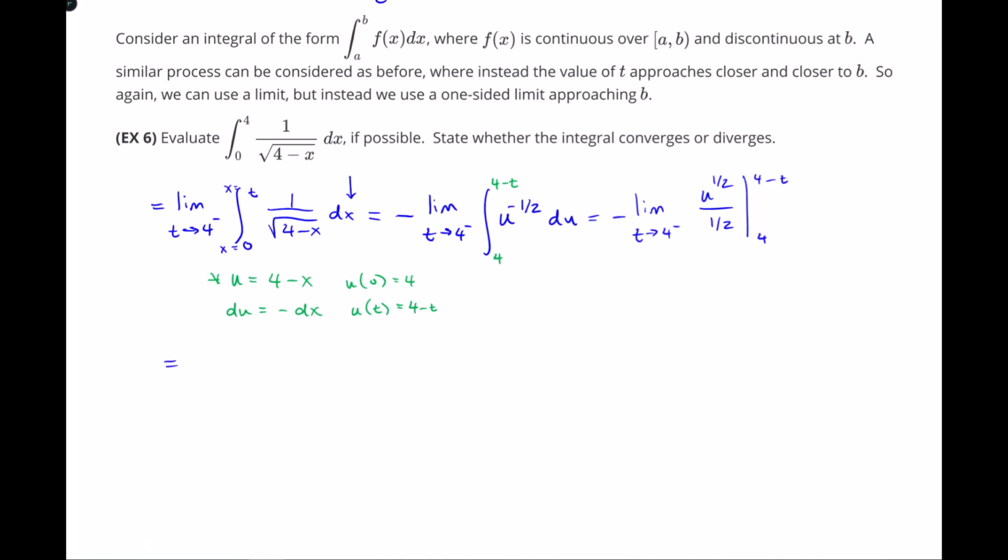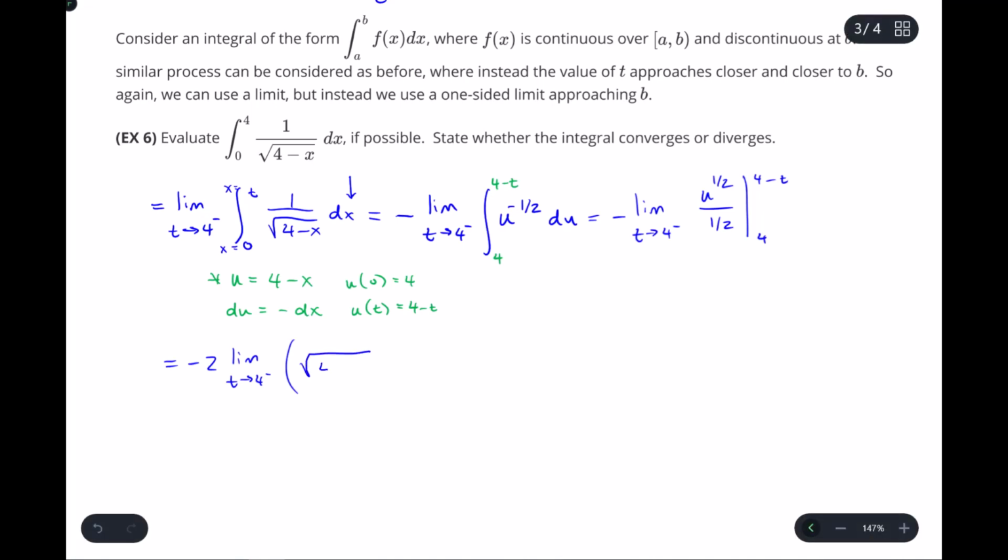And that would make this a multiplier of 2, so I'm going to make this negative 2 times the limit as t goes to 4 from the left. And here's the cool thing about changing this to u, is you don't have to go back to the variable x. So I don't need to change u into 4 minus x. I can just plug right in. So the upper endpoint is u, and u is going from 4 minus t, so that would be the square root of 4 minus t minus the square root of 4, which is 2.